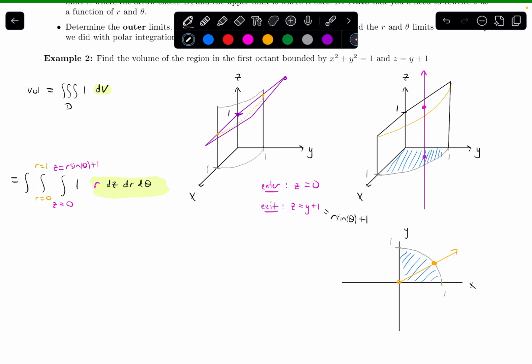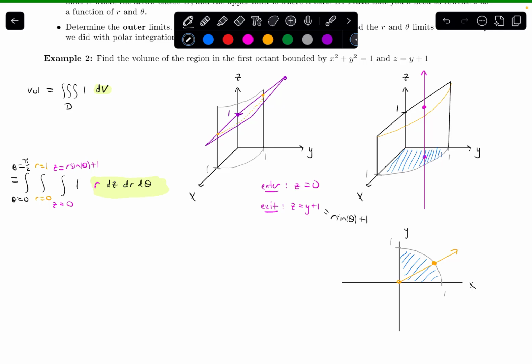And then finally, for my values for theta, the smallest value of theta is over here. That's when theta is 0. And then the biggest value of theta is over here. That's when theta is pi over 2. Okay, so I got my triple integral. We're ready to try to evaluate it.